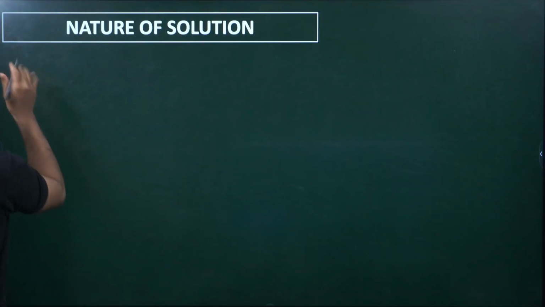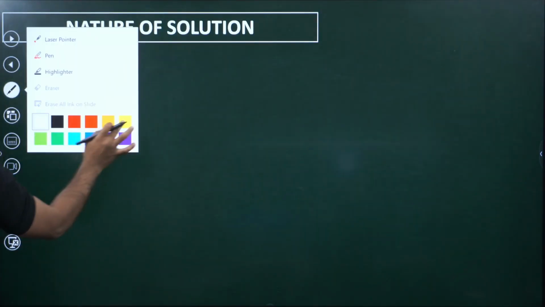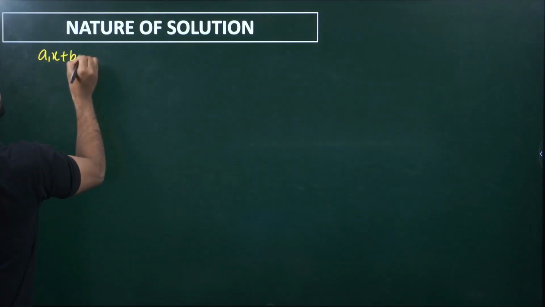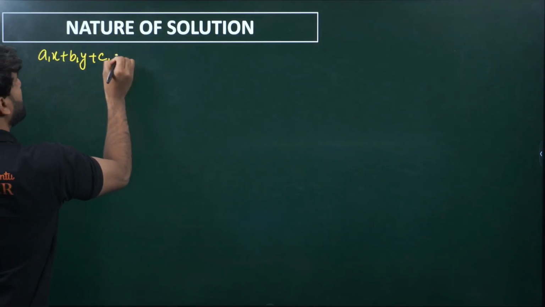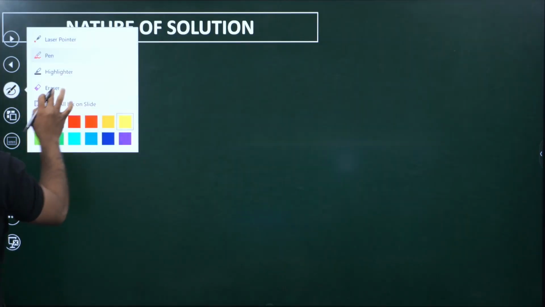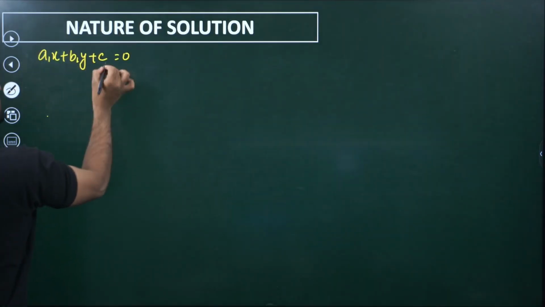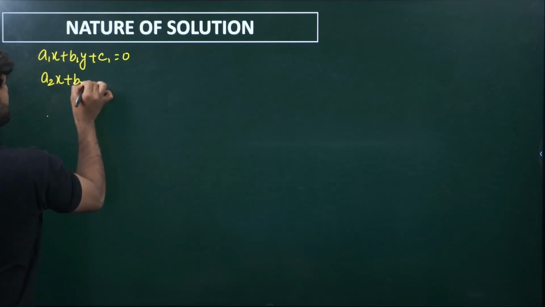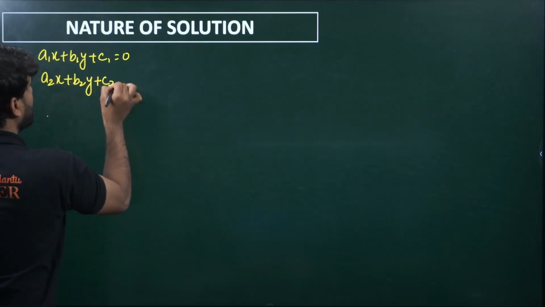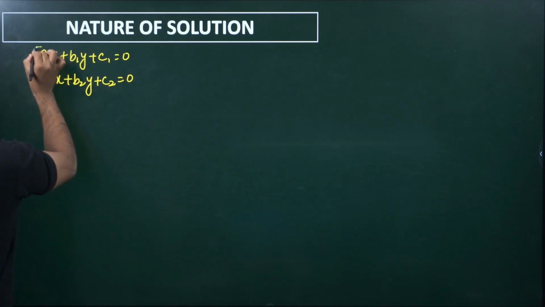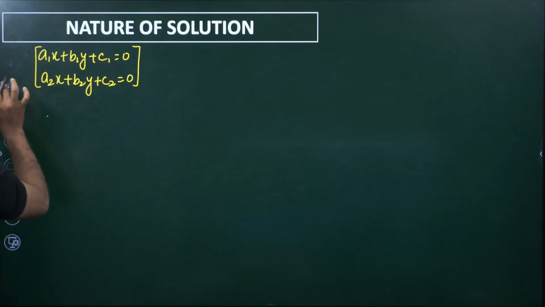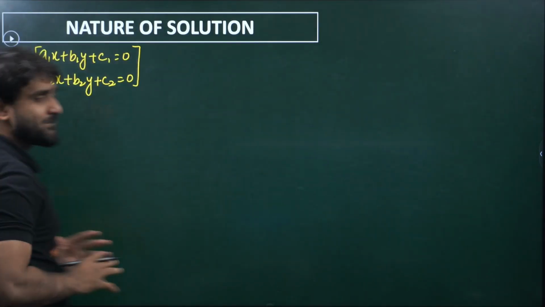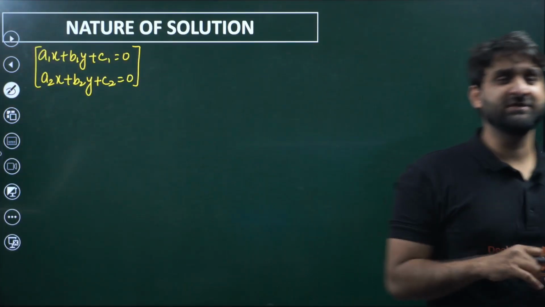Please understand this. So my dear champions, if I ask you how many linear equations we have, we have 2: A1x plus B1y plus C1 is equal to 0, and the second equation we have is A2x plus B2y plus C2 is equal to 0. So we have 2 linear equations in 2 variables. Clear, everyone? Now listen.